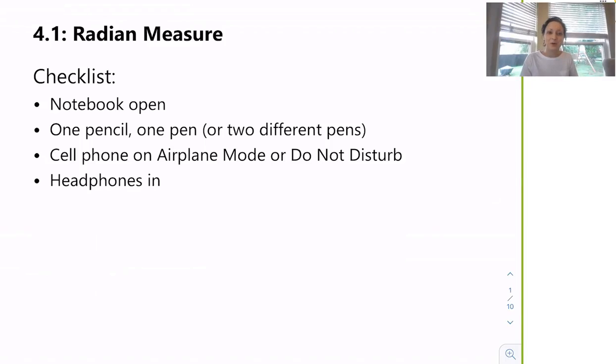Today we're going to be looking at 4.1 Radian Measure. Before we get started, I want you to take a look at this checklist, make sure you're ready to go and ready to interact with the math.